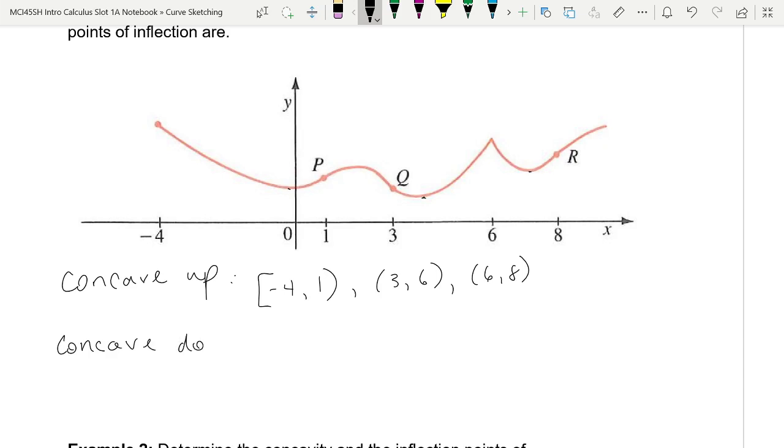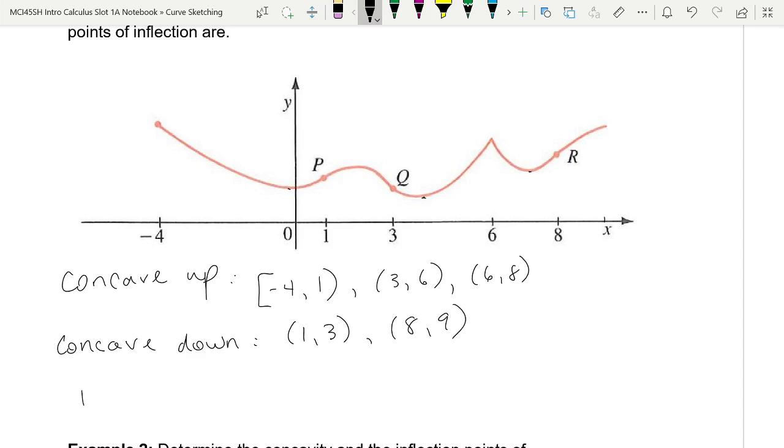Concave down intervals would be from P to Q, so that would be from 1 to 3, and then again from, I'm going to say that that's ending at 9. Seems reasonable. It's not quite as far as that one, so I'll say from 8 to 9. It doesn't have a solid dot there, so I'm just going to put a curve.